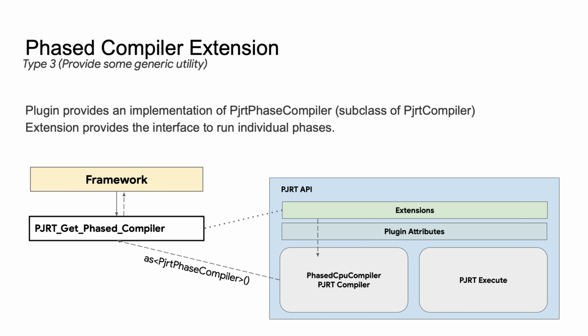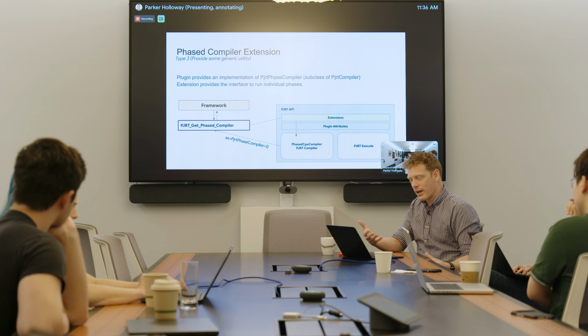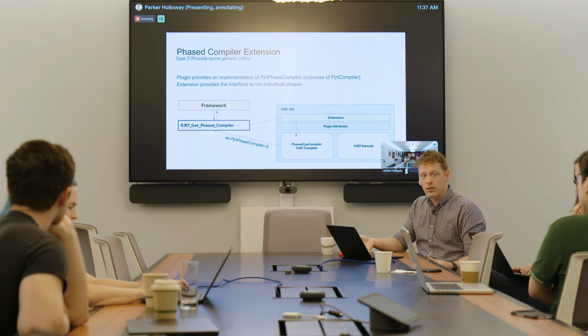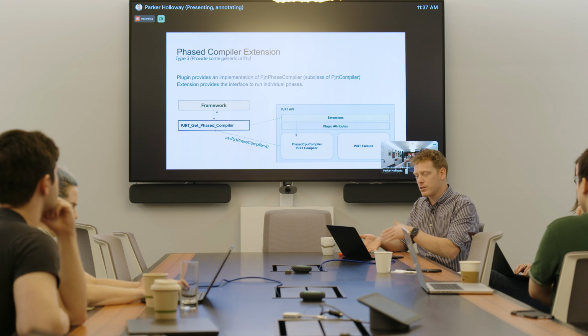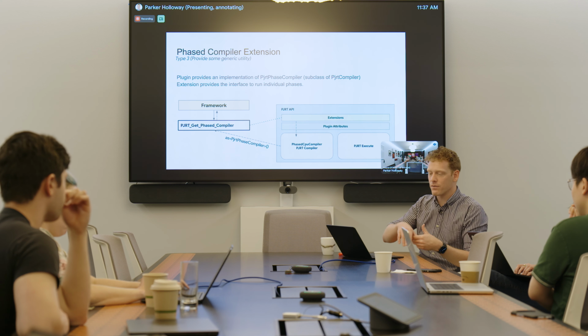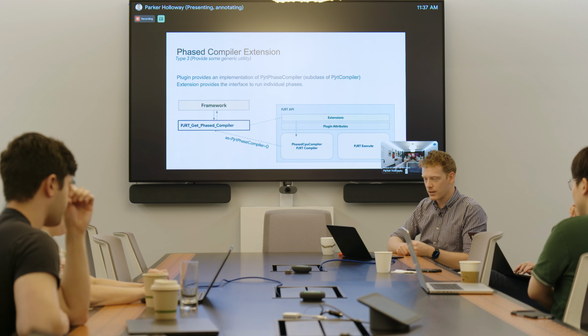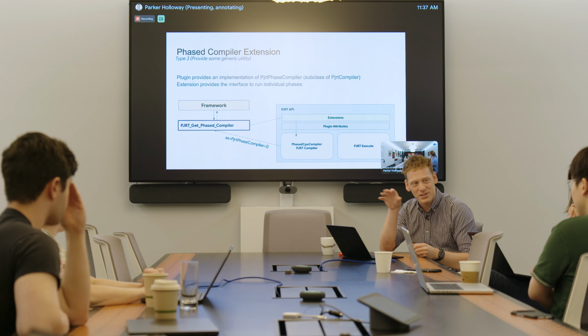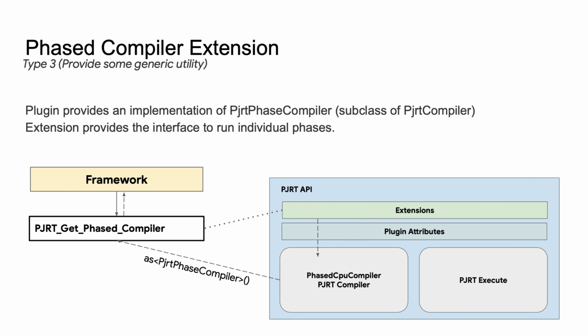The phased compiler extension is kind of a type 3 extension. It is providing some generic utility where the plugin provider provides an implementation of the PJRT phased compiler. We have the PJRT compiler class today, and that PJRT compiler class gets wrapped up as part of the C API by the bottom half of the sandwich. If you're familiar with the C API wrapper impl, the bottom bread of the sandwich.